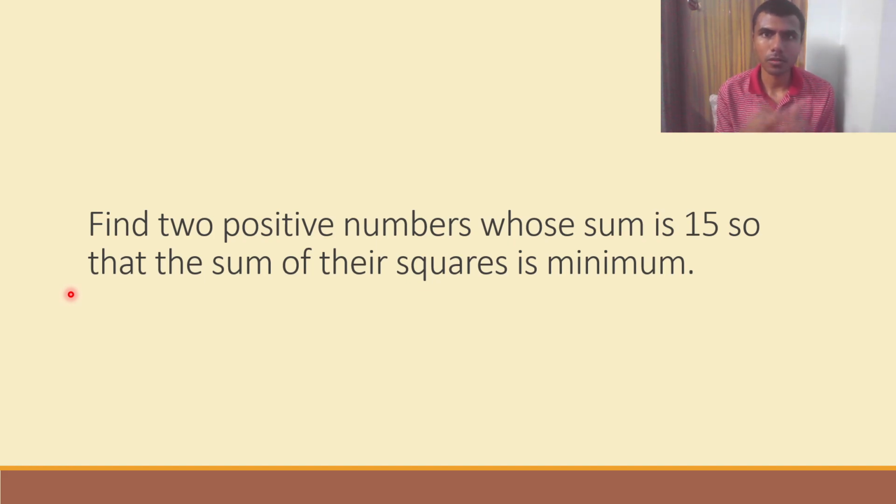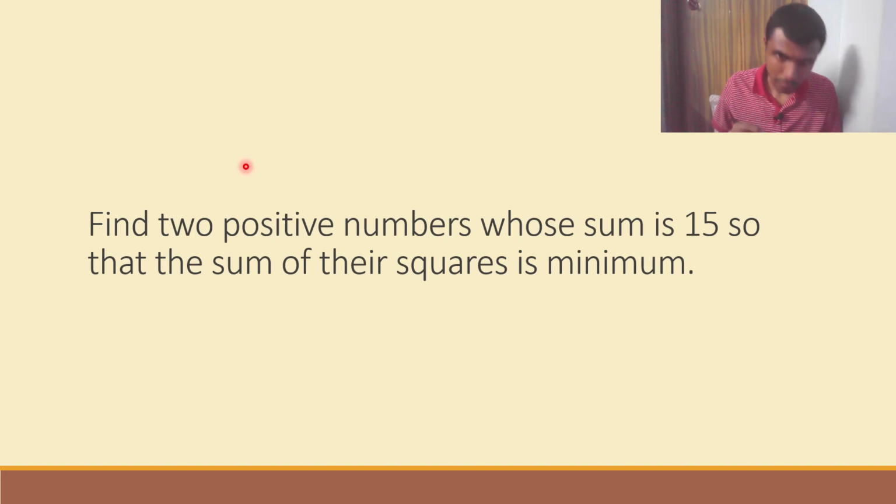Now let us see how to solve this given question. Here we have to find two positive numbers whose sum is 15 so that the sum of their squares is minimum. So basically they are asking us to find two positive numbers whose sum is 15. Let us do it step by step.